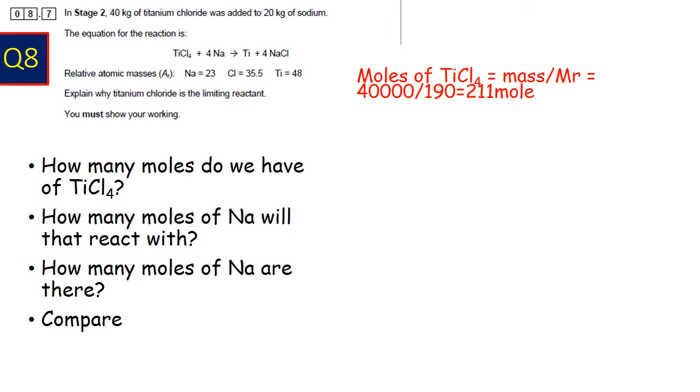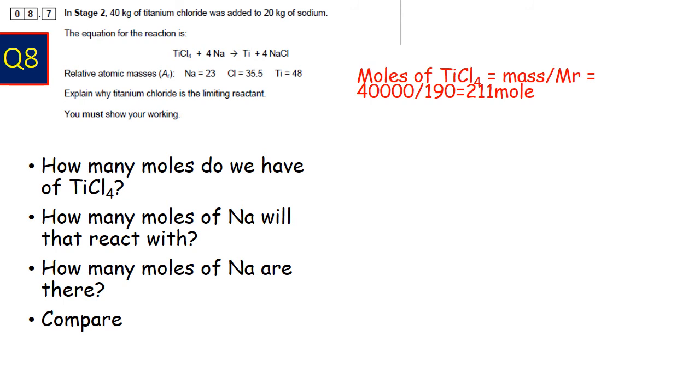So here we've got a calculation looking at stage 2. We have 40 kilograms of titanium chloride being added to 20 kilograms of sodium. Note the masses there are in kilograms. If we're doing calculations, we want them in grams, so we're going to need to convert them. The equation for the reaction is shown, and we've got some relative atomic masses. Explain why titanium chloride is a limiting reactant. You must show your workings. If you don't show your workings, you're not going to get credit. You can't just say, without any workings, titanium chloride is just in excess.